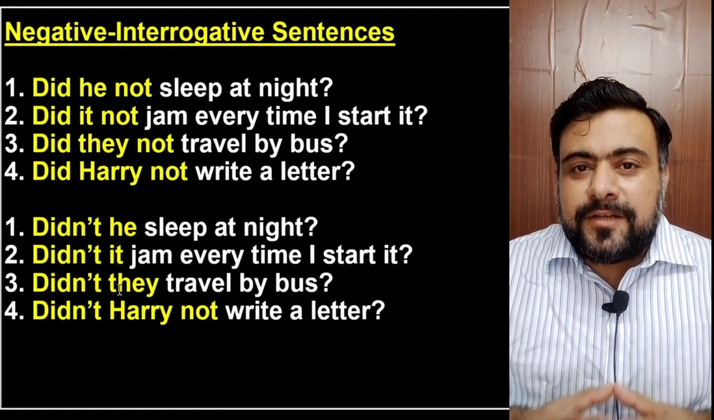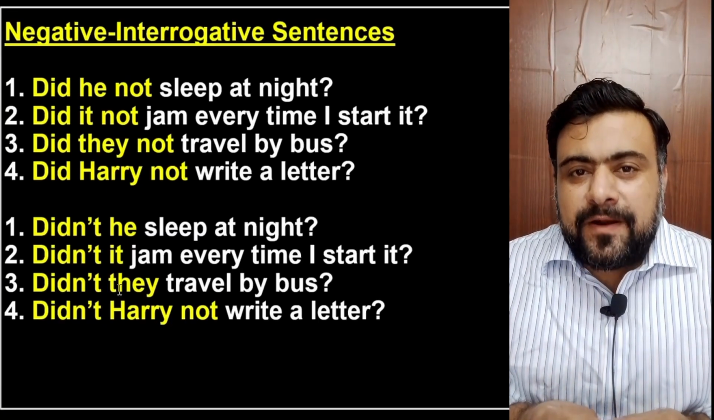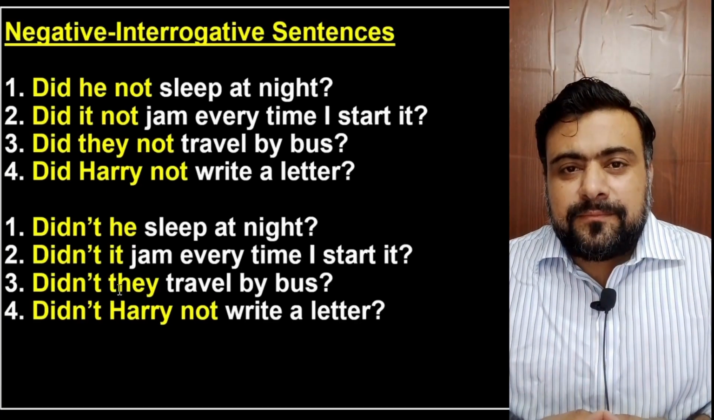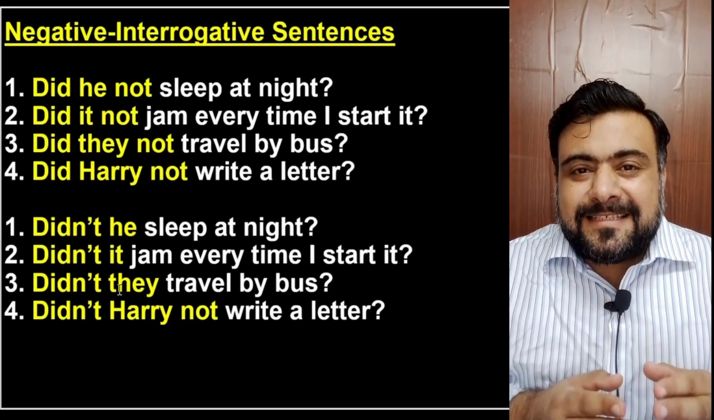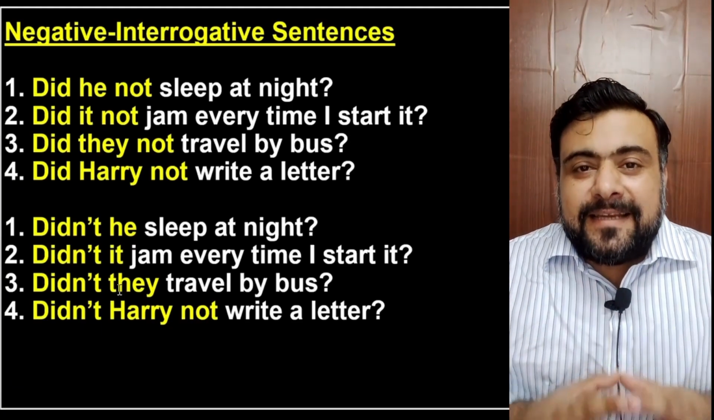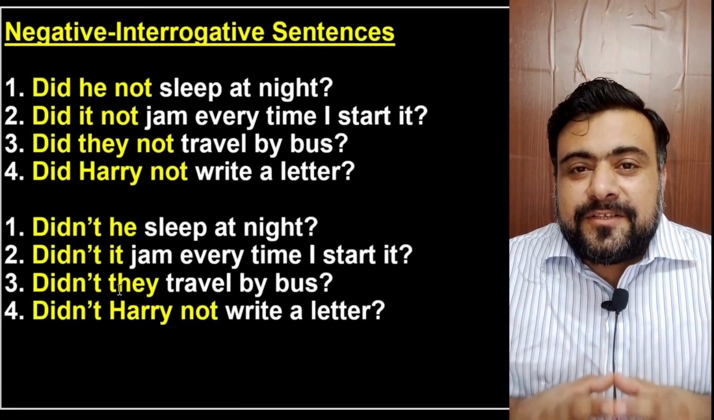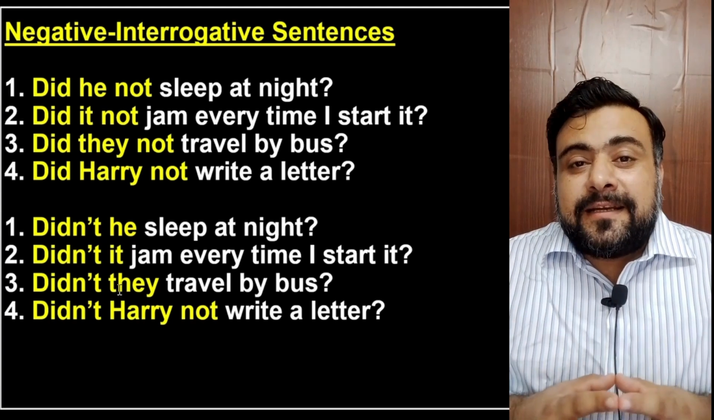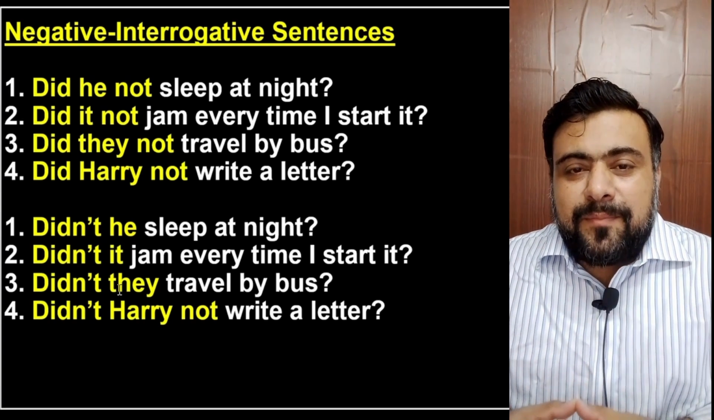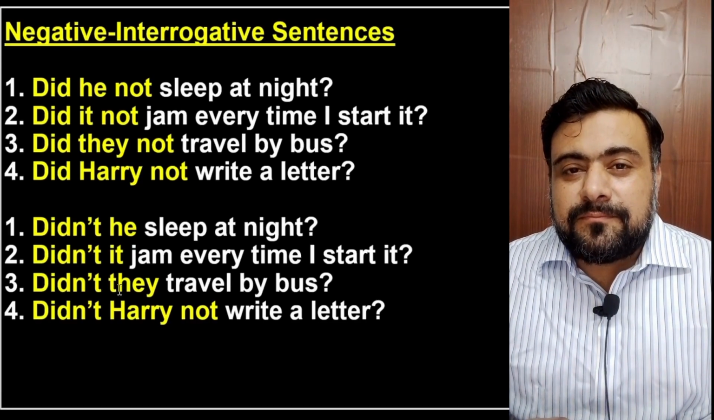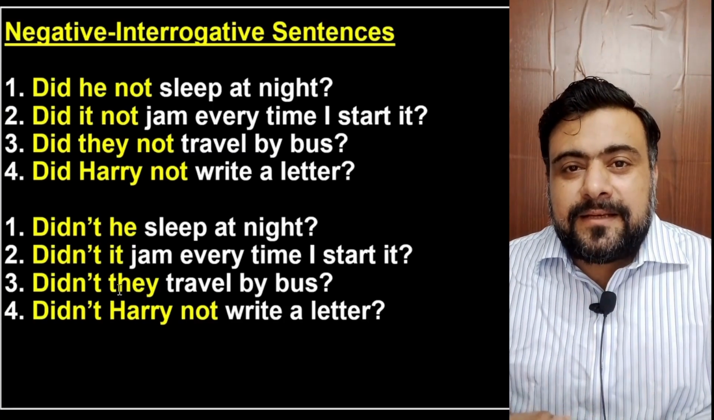How are the negative interrogative or the negative questions of the simple past tense made? It's very simple. We take a question, did he sleep at night? And we put a not between the subject and the verb. Did he not sleep at night? Did it jam every time I started it? Did it not jam every time I started it? Did they travel by bus? Did they not travel by bus? Did Harry write a letter? Did Harry not write a letter?